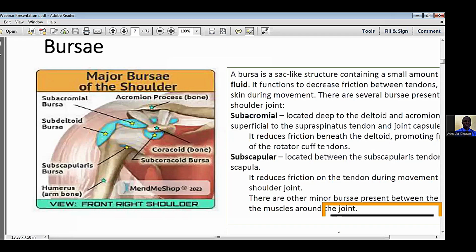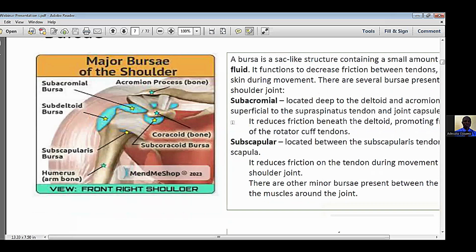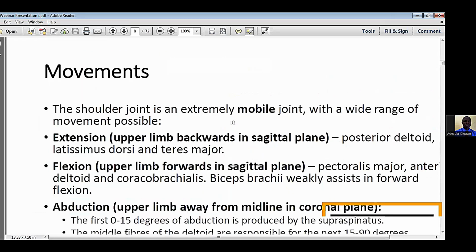We are familiar with the movement. It's extremely mobile, a joint with a wide range of movement possible. Extension, flexion, abduction, circumduction, medial rotation, lateral rotation, and what have you are present in the shoulder joint. Don't forget I mentioned that the shoulder is unstable. By virtue of the head of the humerus not being deep in the glenoid cavity, it allows a lot of movement to occur at the shoulder joint. If not the most mobile joint in the body, at least the most mobile joint apart from the hip joint.